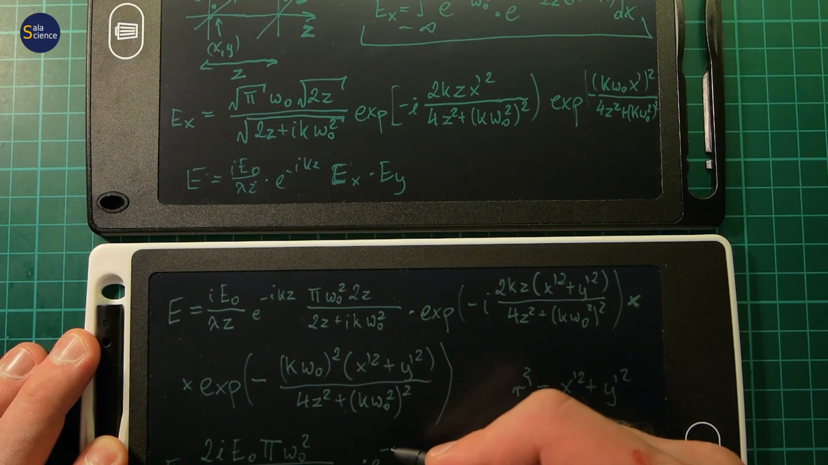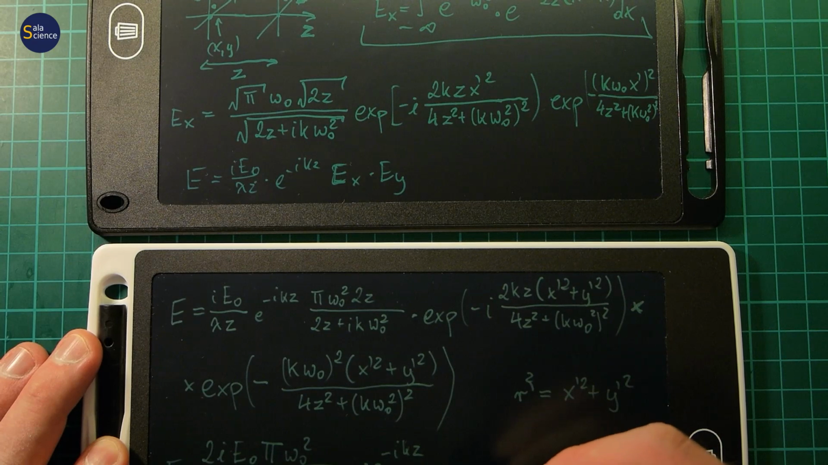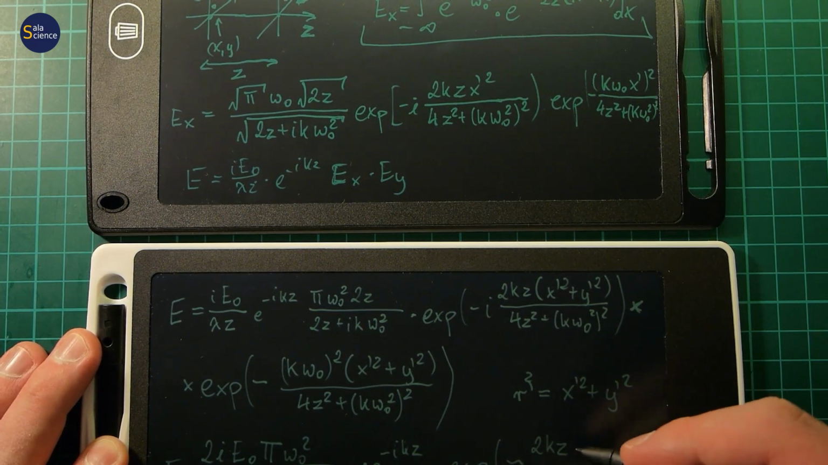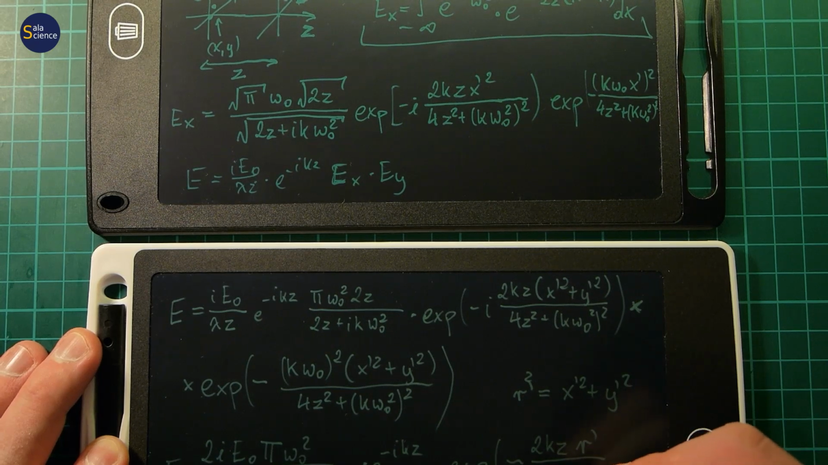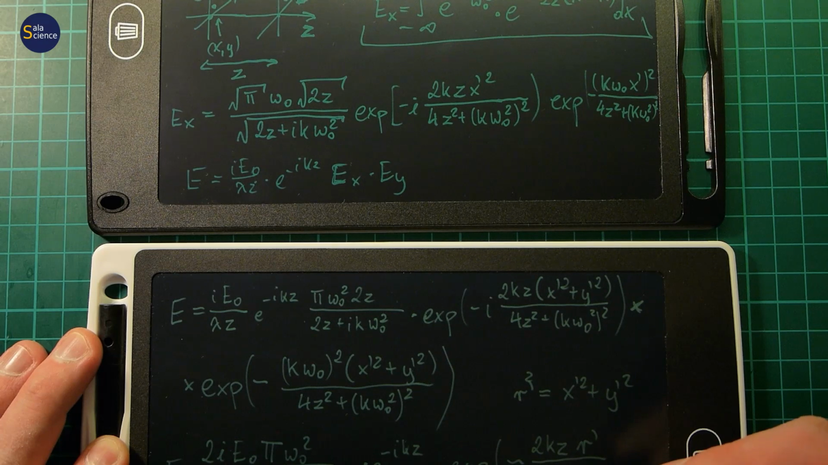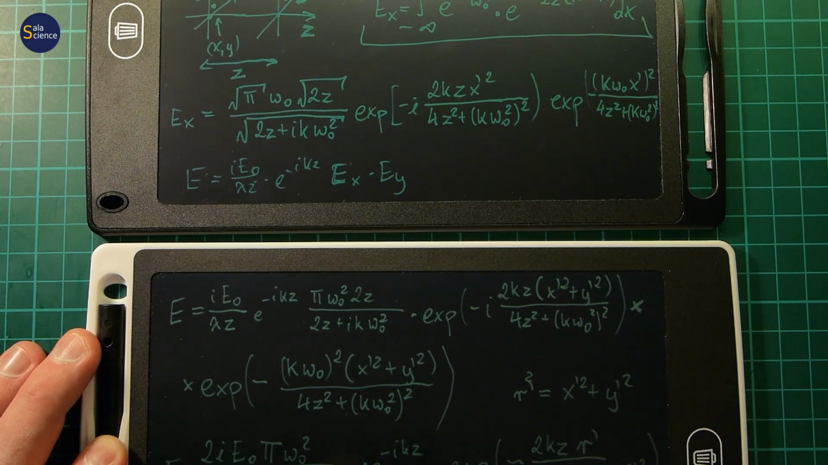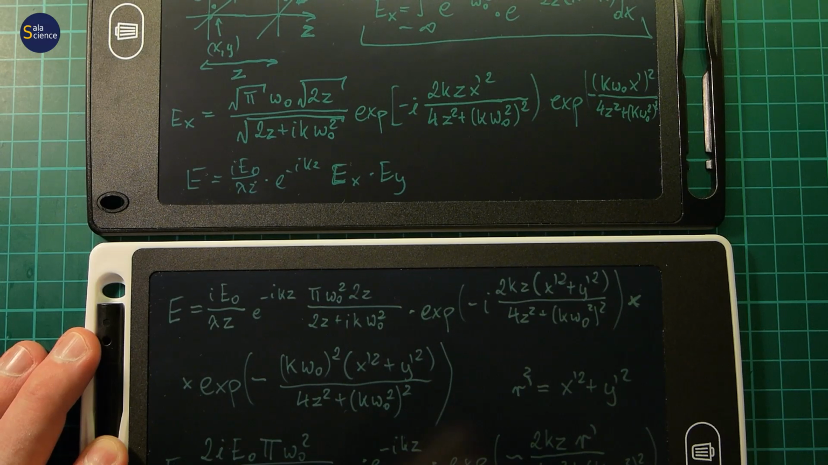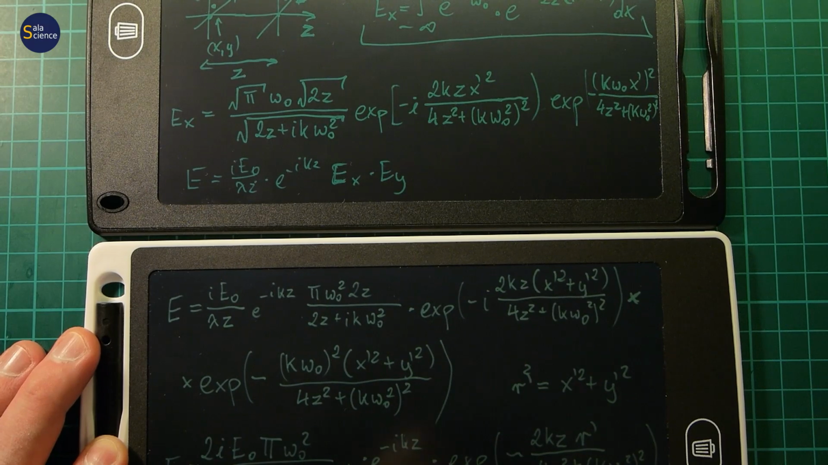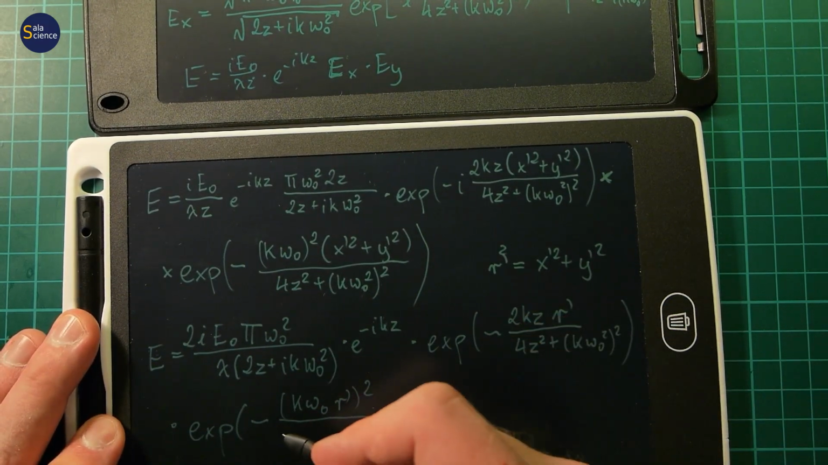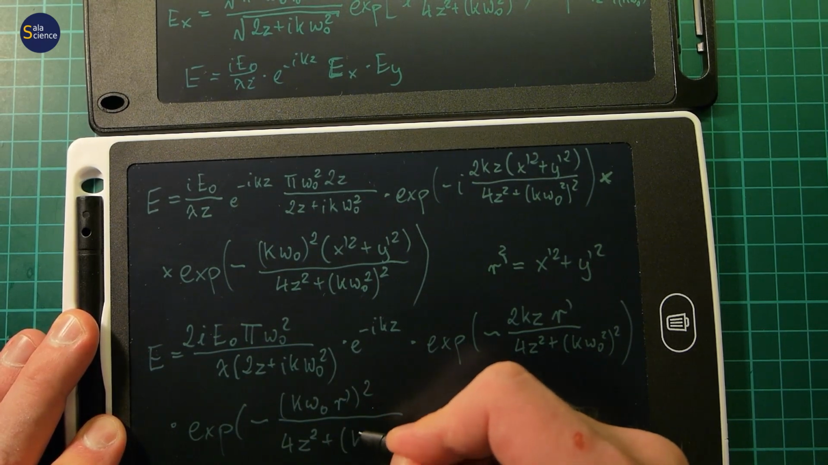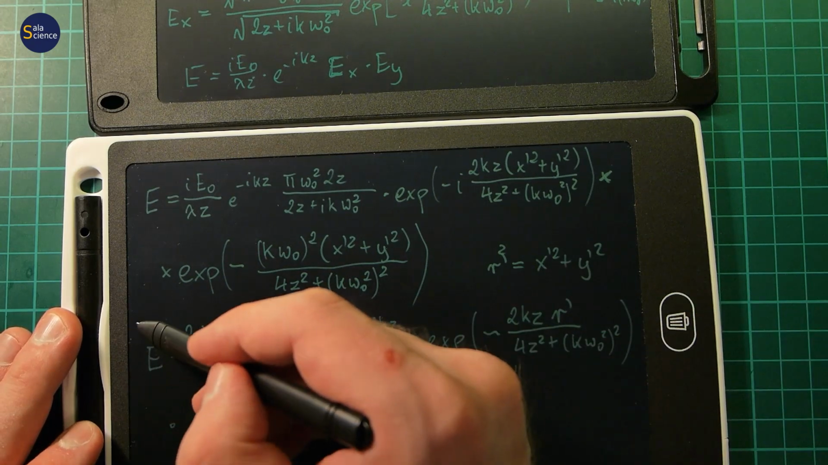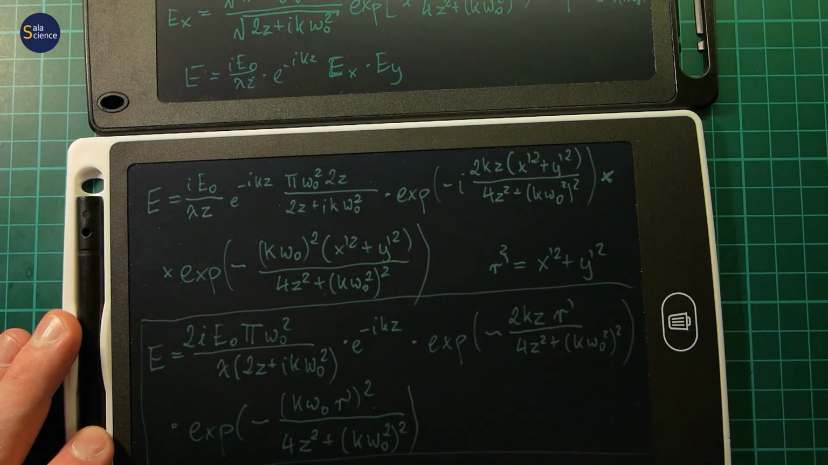And here is e to the power of minus a k z times e to the power of minus 2kz r prime over 4z squared plus kw naught squared times e to the power of minus kw naught r prime squared over 4z squared plus k omega naught squared, and this is squared.